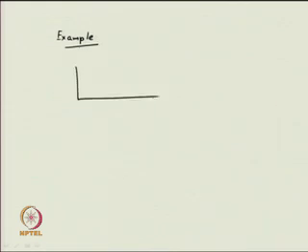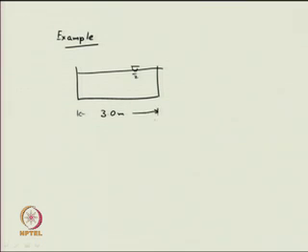Suppose there is a rectangular channel, a rectangular cross section channel. The width of the channel is 3 meters, the depth of the flow is 0.75 meters. Your bed slope is given as 0.00035. The channel is made of concrete.